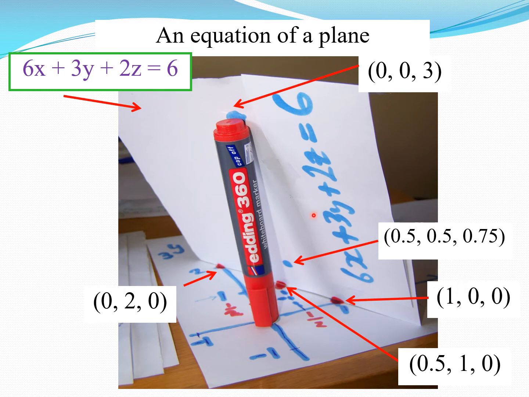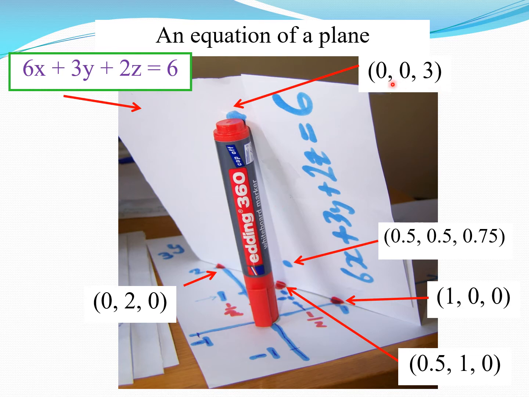It also goes through the point 0, 0, 3. It touches the top of the marker. It kind of folds in. And it's also on the point 0, 2, 0, and that point lies on the y-axis. Then we've identified some other points that belong to the plane. So the equation of the plane is 6x plus 3y plus 2z equals 6.